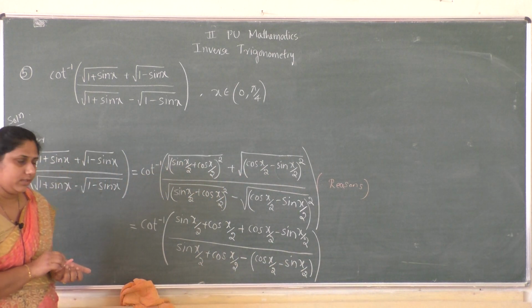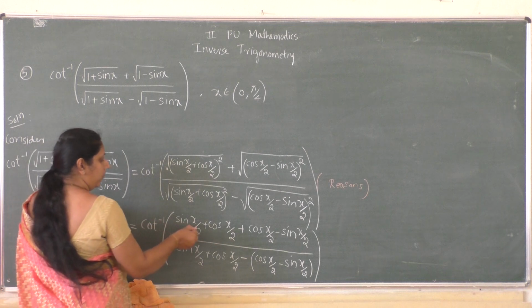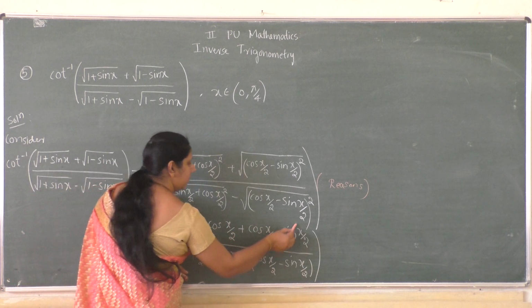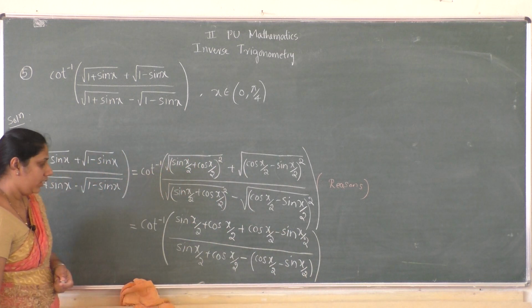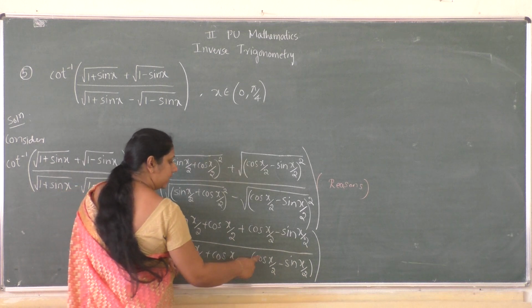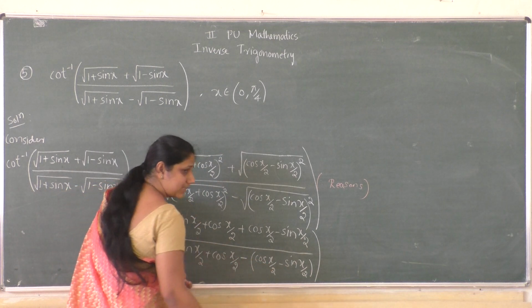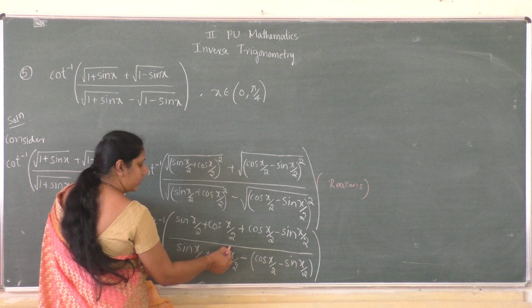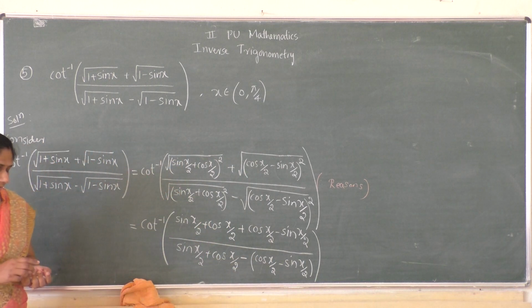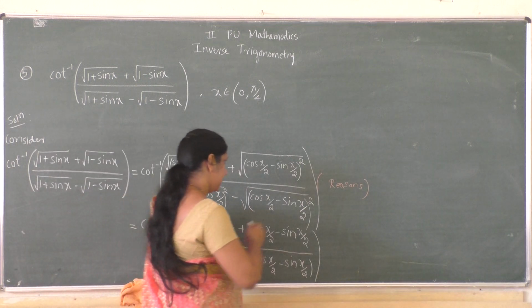Now see the numerator. Here we have plus sin x by 2 and minus, so these two terms get cancelled. And in the denominator, sin x by 2 minus of minus, so it becomes a plus sin x by 2. But cos x by 2 minus cos x by 2, so these two terms will get cancelled.